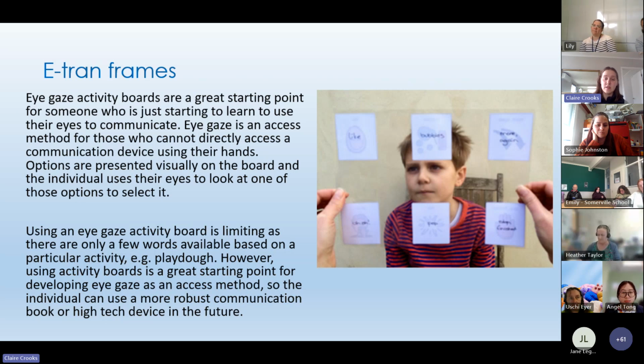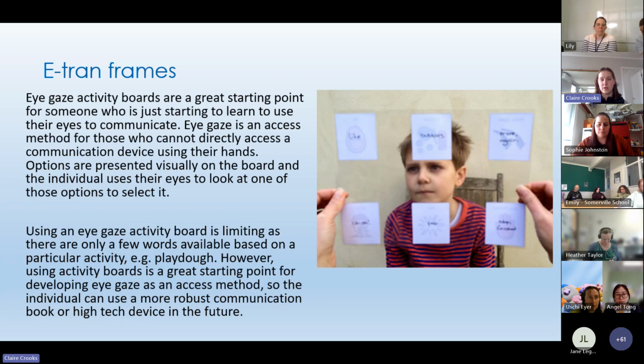Using eye gaze activity boards is limiting because you can only have a few pictures per board. However, it's a really good starting point if you're needing someone to develop eye gaze or eye pointing, and will then in future allow them to pretty quickly go on to a high-tech device or a more robust eye gaze communication book without having to build those base skills.